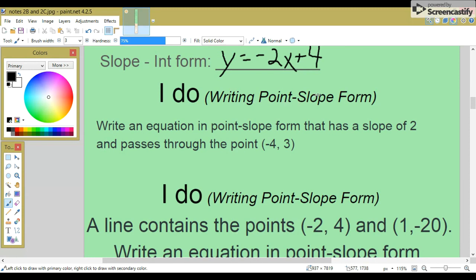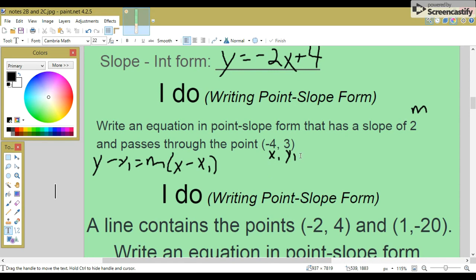Writing point-slope form. Write an equation in point-slope form that has a slope of 2 and passes through the point (negative 4, 3). So we're going to label that point x1, y1. The slope, m, is 2. So we recall the formula from our first page of the foldable. y minus y1 equals m parentheses x minus x1.